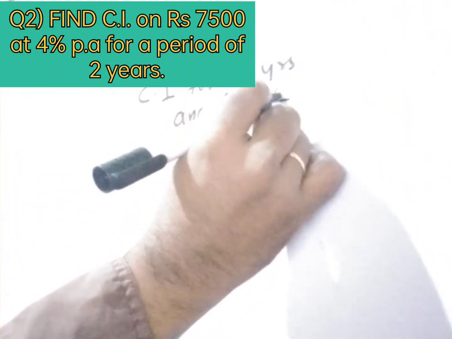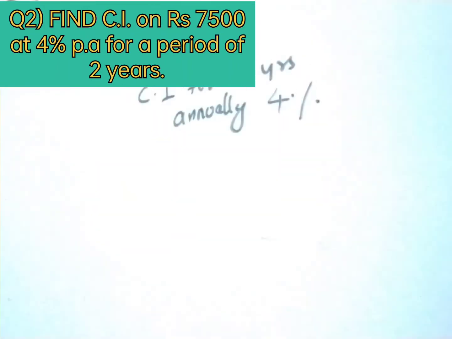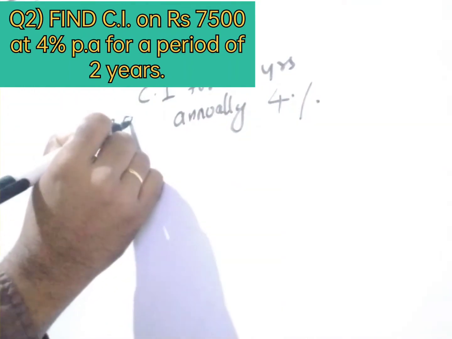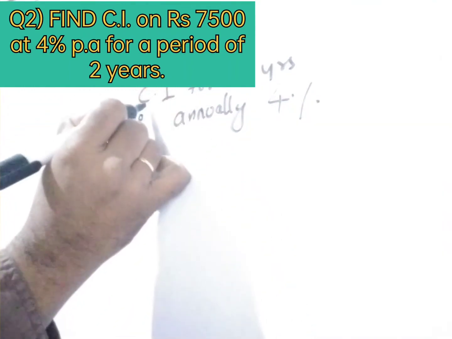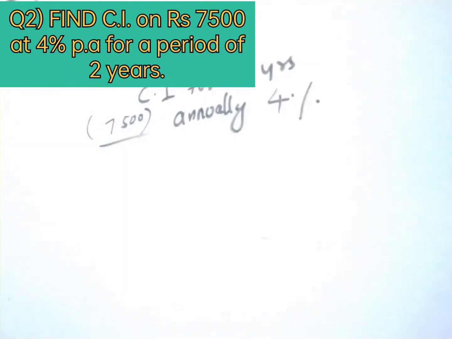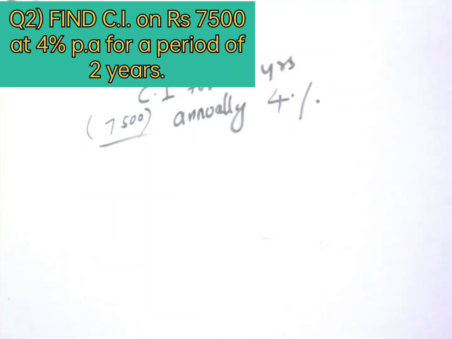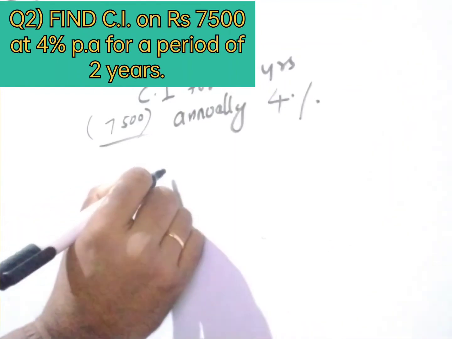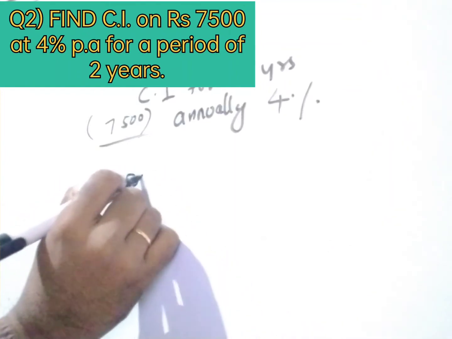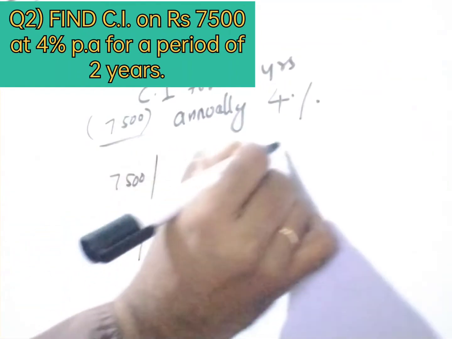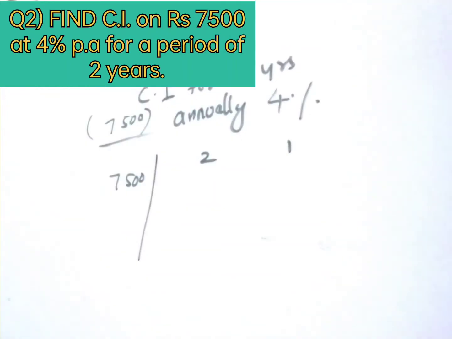At 4%, on the 7,500 amount. So find the compound interest on 7,500, compounded annually, rate is 4%, time is 2 years. So we have to remember 7,500, and write 2 and 1.